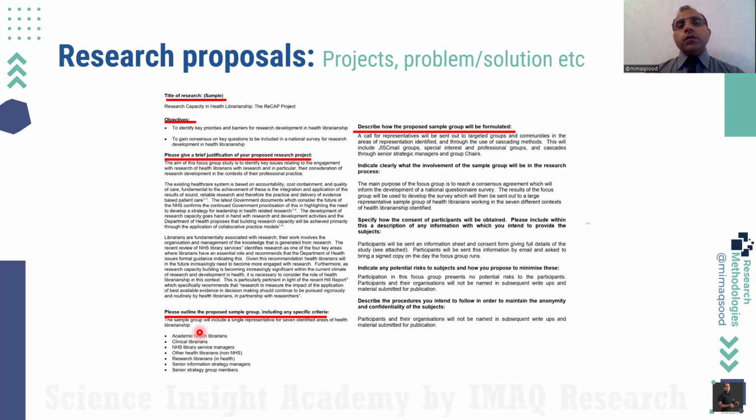For every type of research proposal, you can have some different headings, as in this case, for example, you describe how the proposed sample groups will be formulated. You have to indicate clearly what type of involvement the sample groups will have in the research process. Also, you have to specify the consent of the participants, because it is health related and humans are involved, so you should have the consent in medicine.